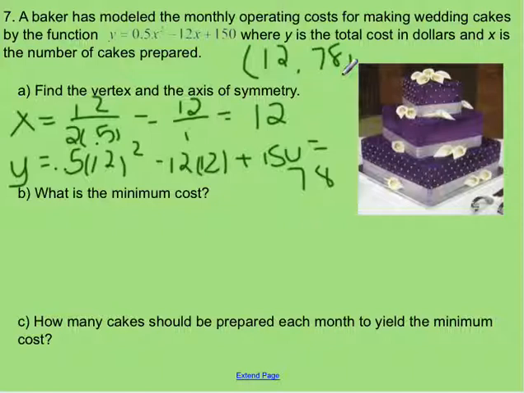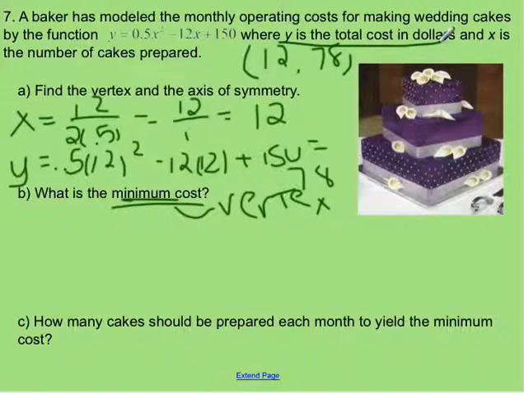Okay, so what we're modeling is the monthly operating cost for making wedding cakes. If you remember back to the first note video, we talked about how parabolas are representative and the vertexes represent maximums or minimums. So if we're trying to figure out the minimum cost, we're going to need something in the vertex. Now it says here that y is the total cost. So if we're looking at the vertex and we want the minimum cost, it's going to be 78. So $78 is the minimum cost.